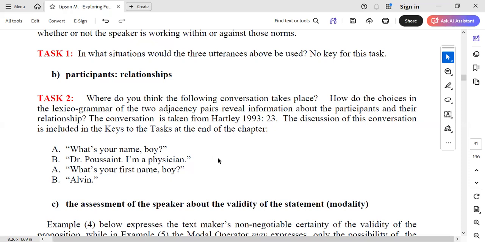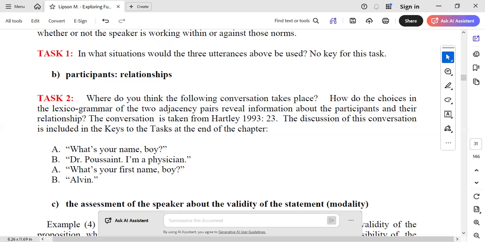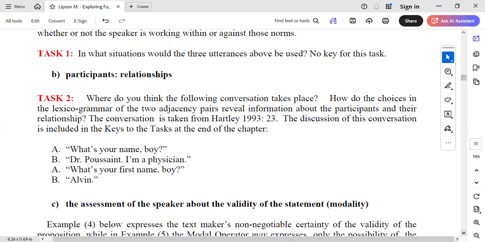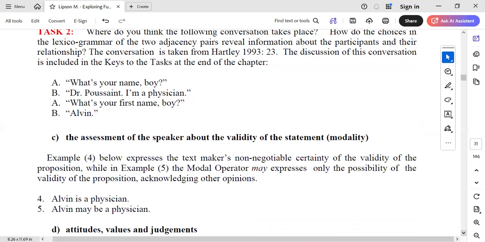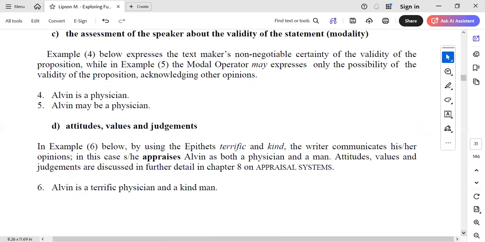I don't understand why the patient would say "What's your name, boy?" Maybe the doctor is asking. So he's saying, "I'm a physician, for God's sake." Read it carefully. This task two, you also note down and do at home, because I want to finish things here.